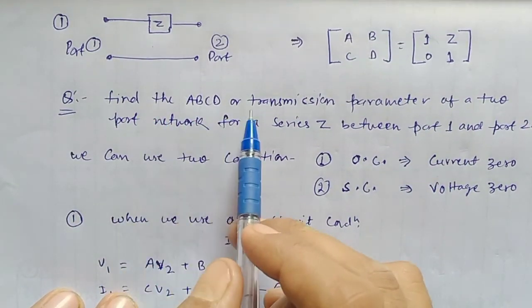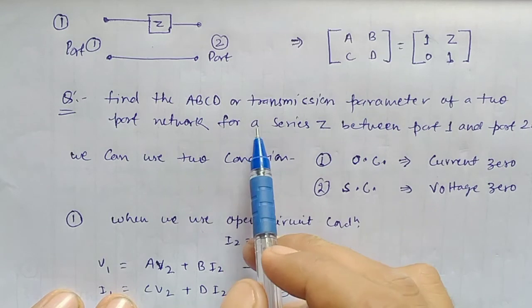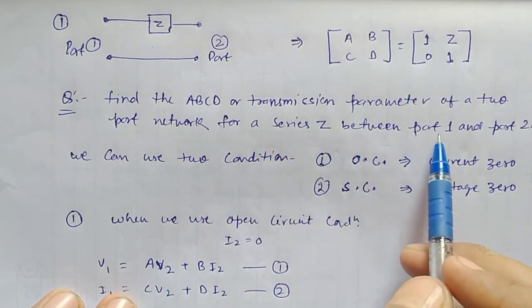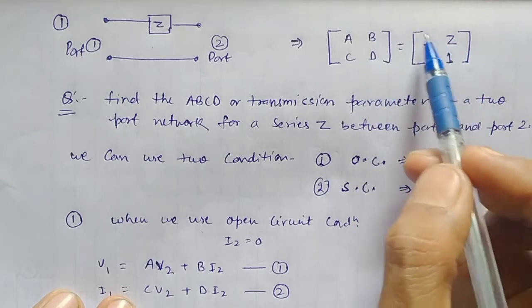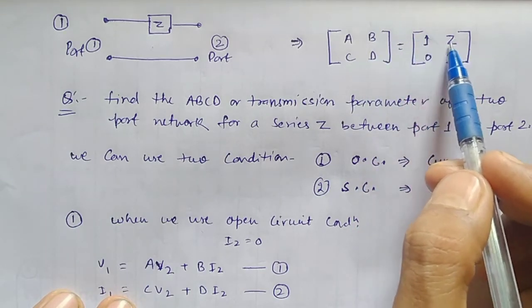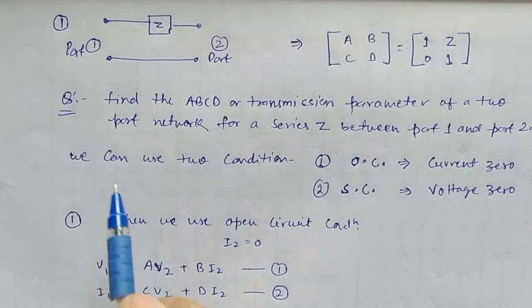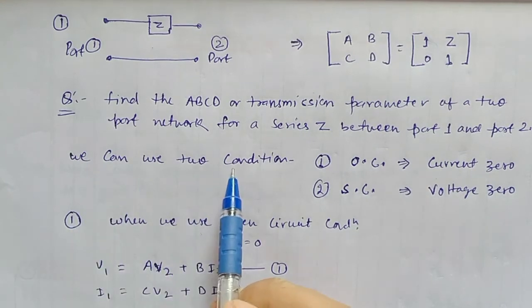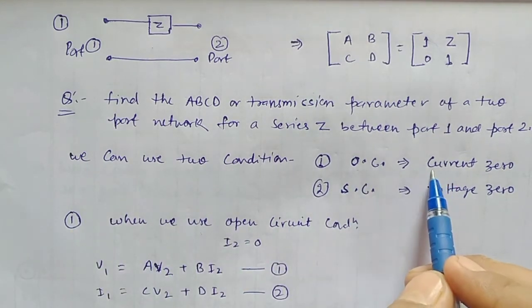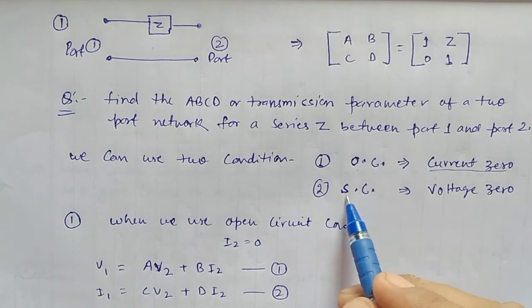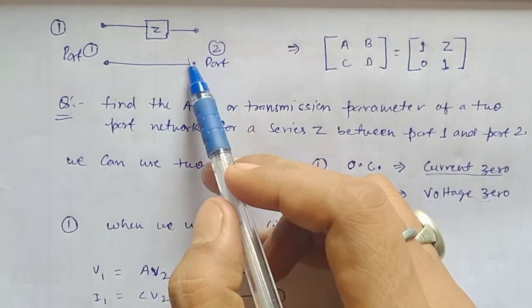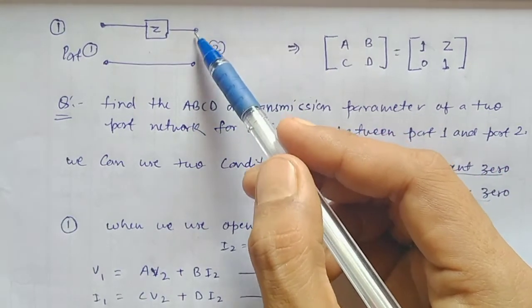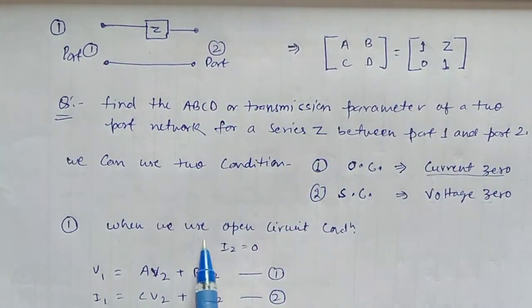So our task is to find the ABCD or transmission parameter of a two-port network for a series Z between port 1 and 2. Initially I had defined this will be the ABCD parameter. We will find out how it comes 1, Z, 0 and 1. I told you in the beginning we can use two conditions: open circuit, when we consider current as 0, and short circuit, which means voltage is 0 at the terminal. So if I take this terminal and make port 2 open, then I'll use these two equations which I defined.